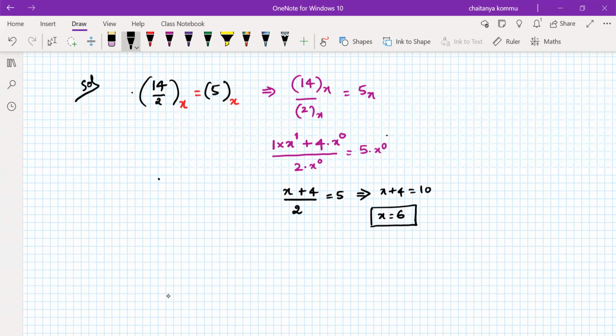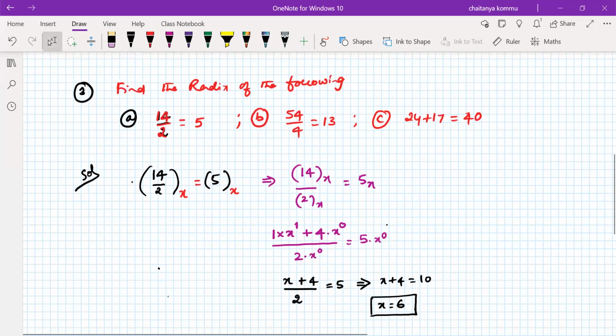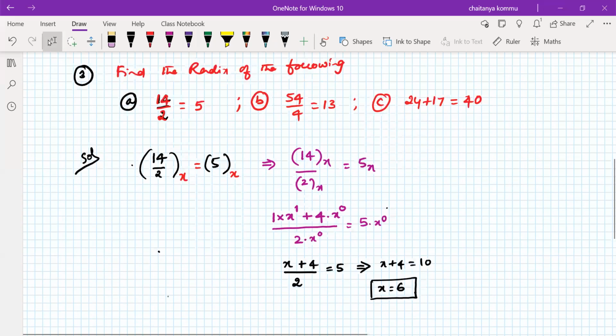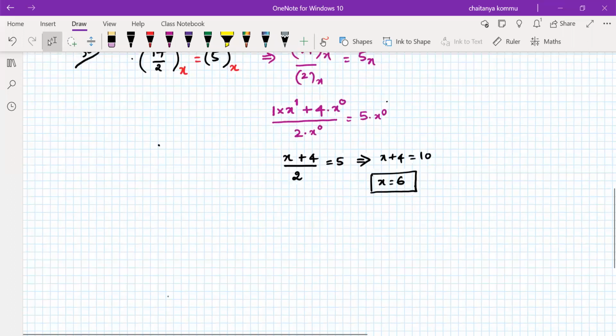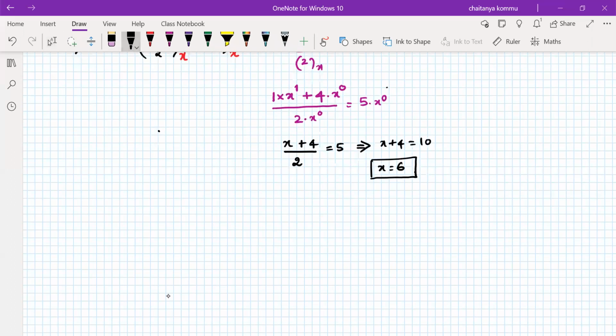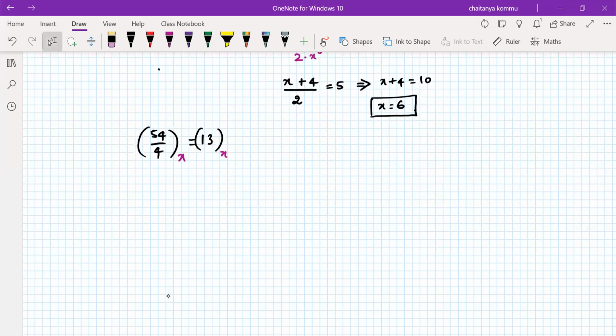So that is how we can do it. Similarly, can we do it for the B option? 54 divided by 4 is equal to 13, they have mentioned. So how do we define this one? The similar notation you can do for B also. They are asking what the number system is. Let me call it x. This is also x.